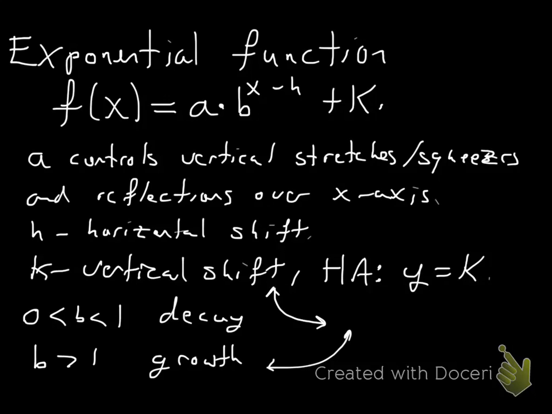exponential functions are going to have an asymptote. So it'll be y equals k. The b, the base, is also going to tell us whether it's exponential growth or exponential decay.